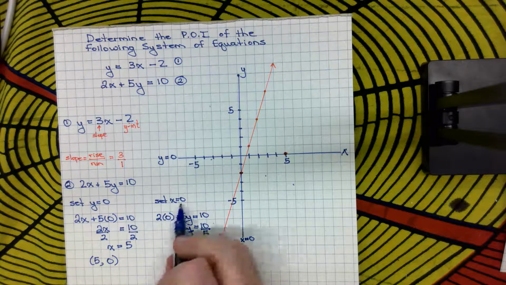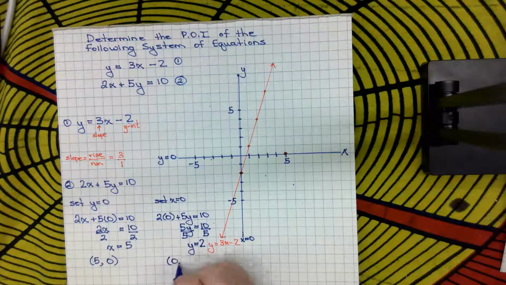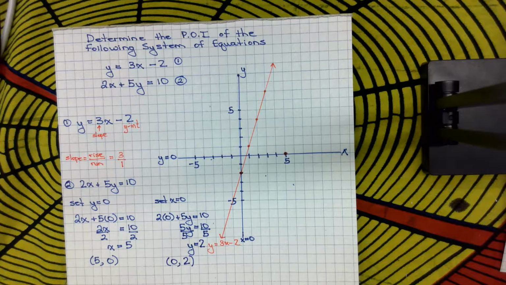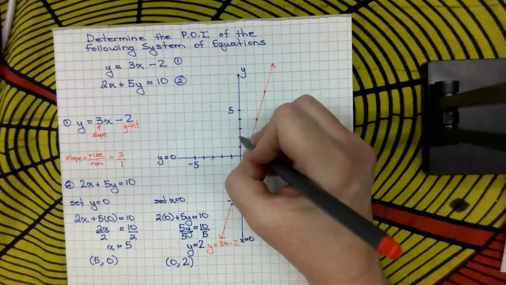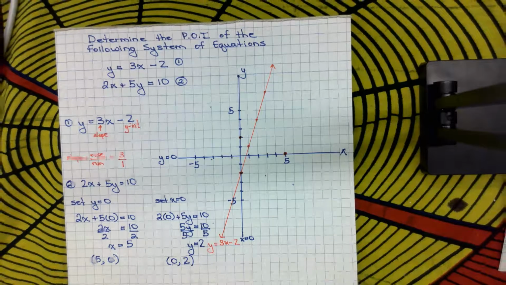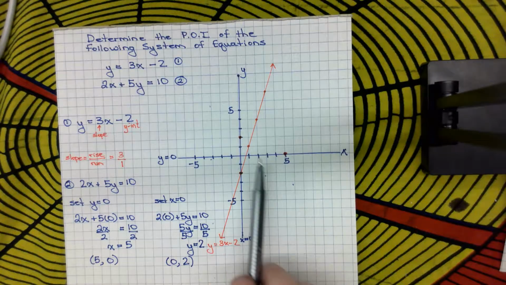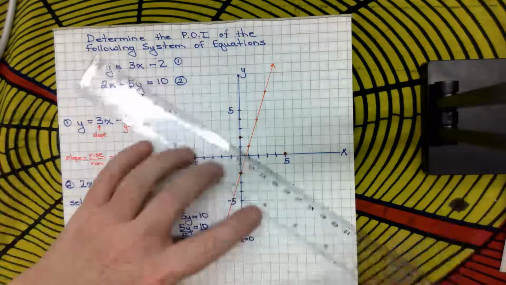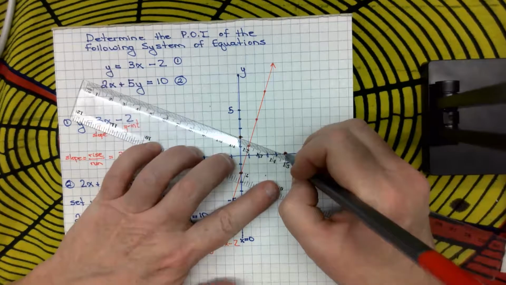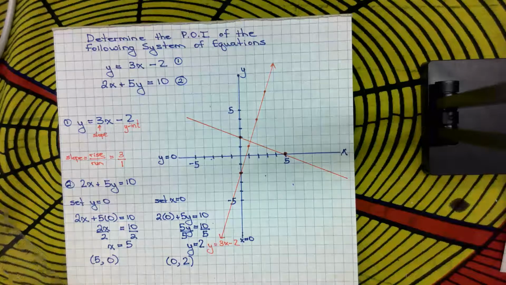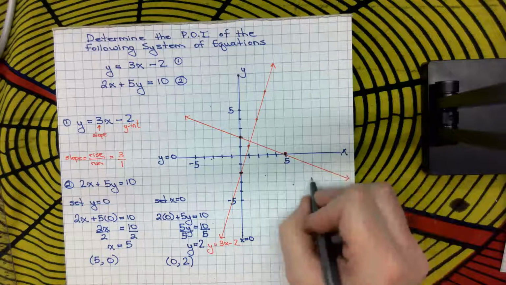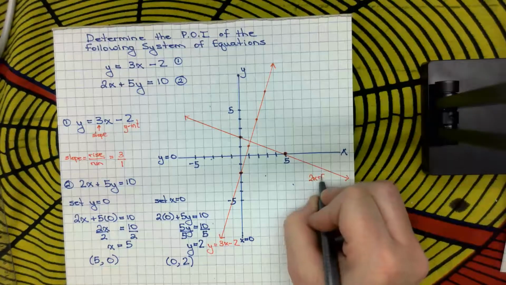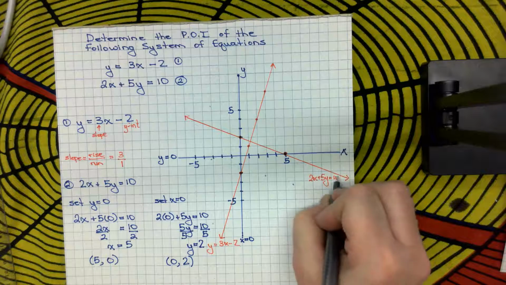In this case, the x is 0, so when I write it as a coordinate, my x is 0 and my y is 2. I can go back, and here my y is 2 when x is 0, so I'm going to put the dot right there. Now I've created a y-intercept and an x-intercept, so I can go ahead and draw that line. I'll put some arrows on the end. So this equation is 2x plus 5y equals 10.